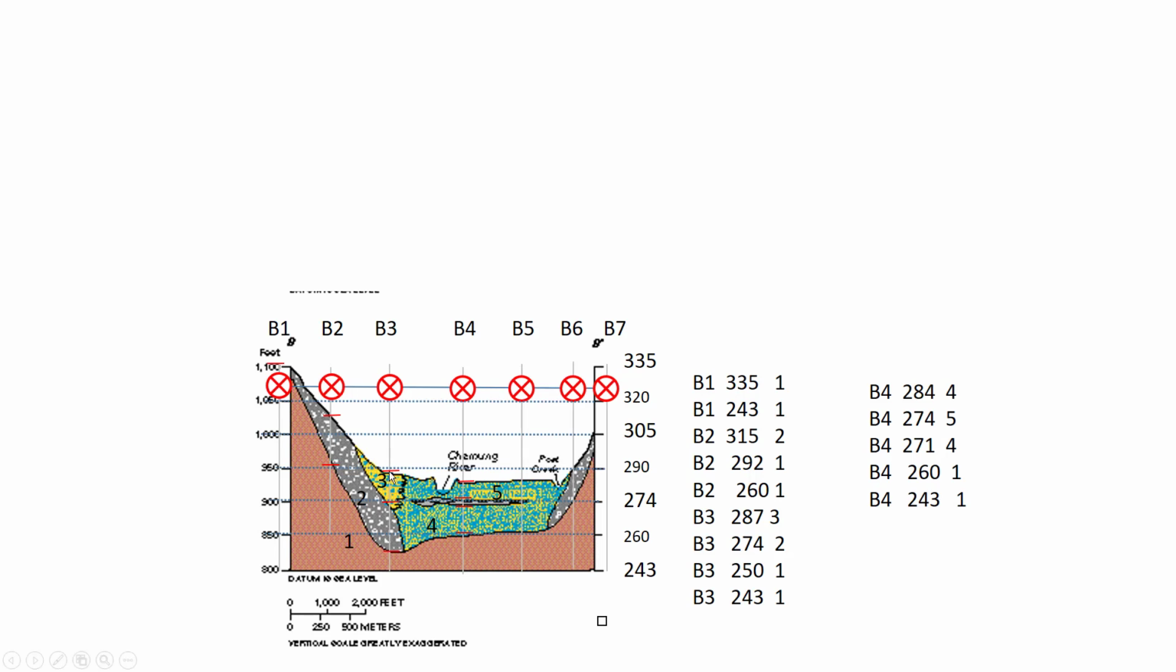And then borehole 3 is at 287, and it's unit 3, this little terrace gravel. And then there's another contact here at 274, and under that is the till, unit 2. And then here's another contact at 250, and it's unit 1, the bedrock. And then B4 is shown here. This is B4, and these are the elevations. Okay, so that's going to be some of the data that we use for the boreholes.